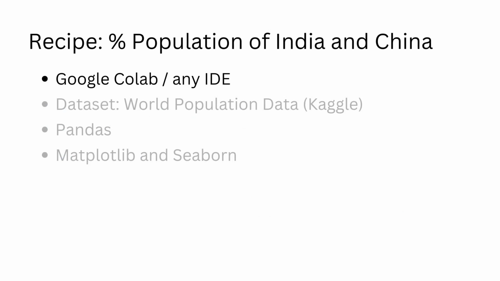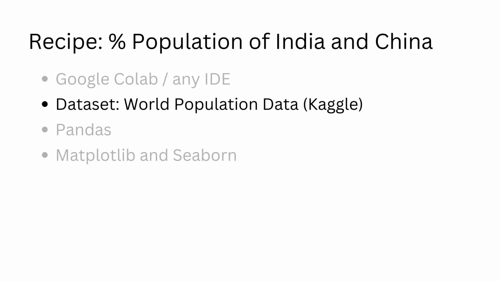Let's first look at the recipe for cooking this visualization. First, we would need an IDE. Any IDE of your preference would do, but if you're a beginner, I would suggest Google Colab. Secondly, we would need the data. We are going to use the World Population Dataset from Kaggle, which contains data from 1950 to 2023.